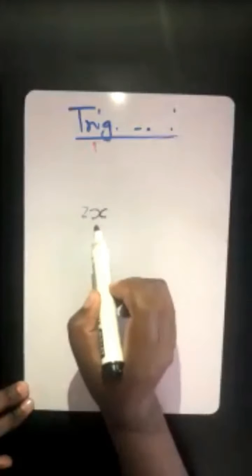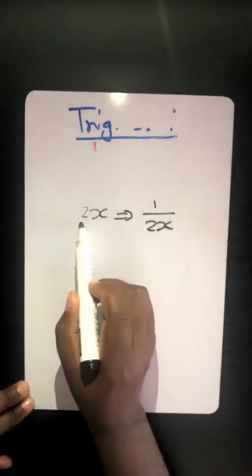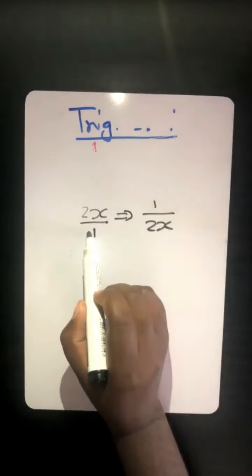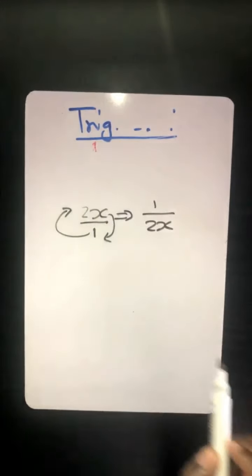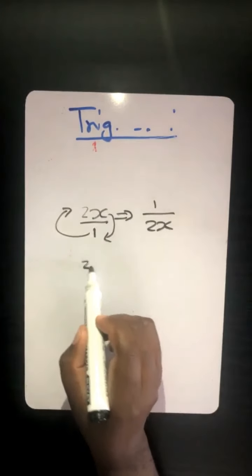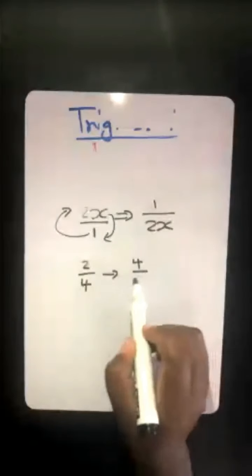Okay, just to further my explanation, guys, I think I will indirectly answer your question. The reason why, if I say we've got 2x, the inverse of this is 1 over 2x, is because at the bottom there you have that invisible one. So the inverse, it's more like you write the denominator in the numerator position, then you write the numerator in the denominator position. So let's say you have 2 over 4.